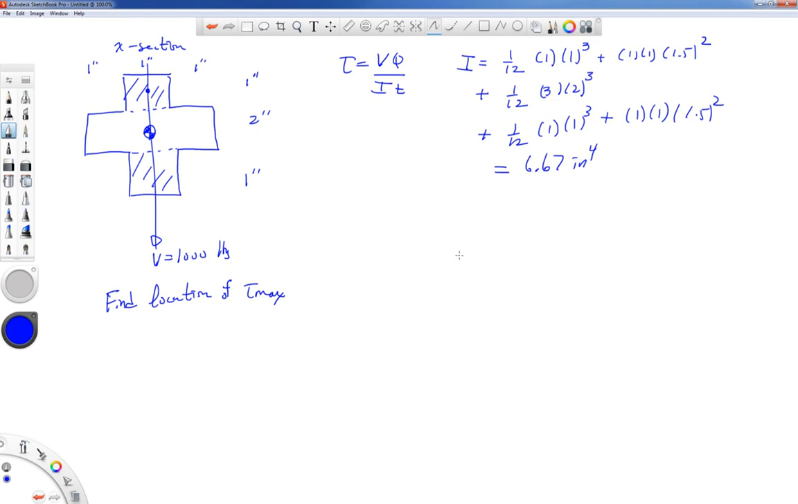Tau is equal to VQ over IT. Now we found V and we found I. We're going to have to figure out Q and T. Now there's a couple possibilities for where the maximum transverse shearing stress could be. One possibility, let me put it in a red color, is through the centroid. Obviously we have the most Q area when we take our line about the centroid. So let's do that calculation.